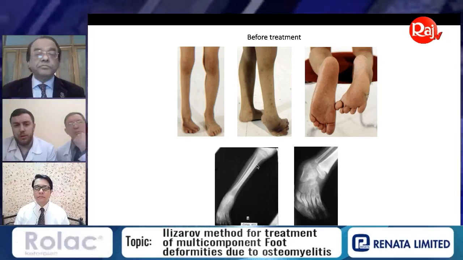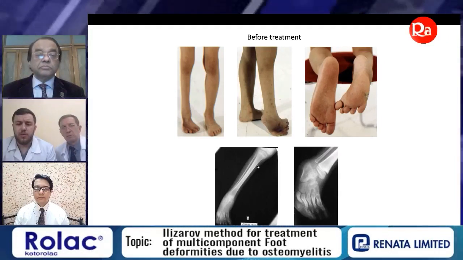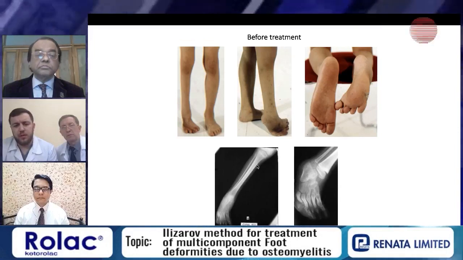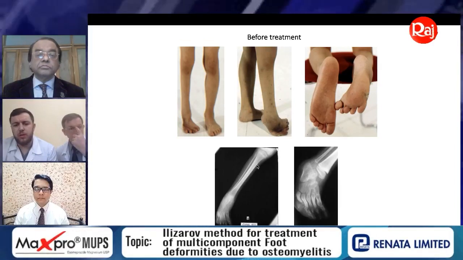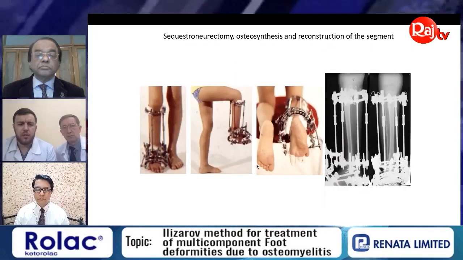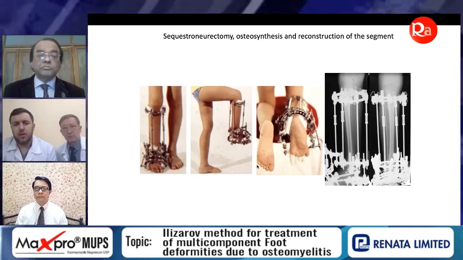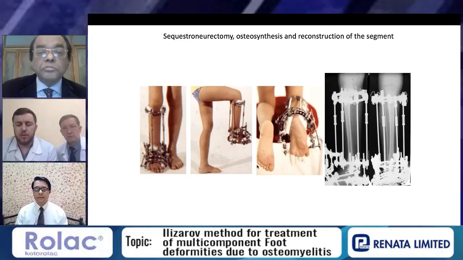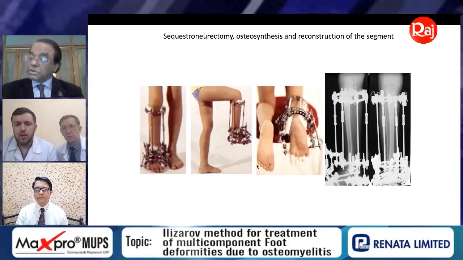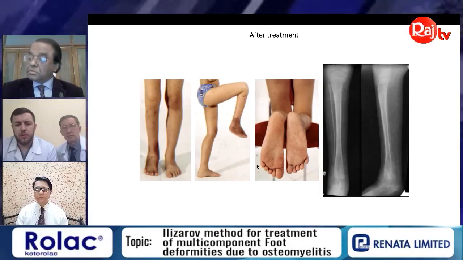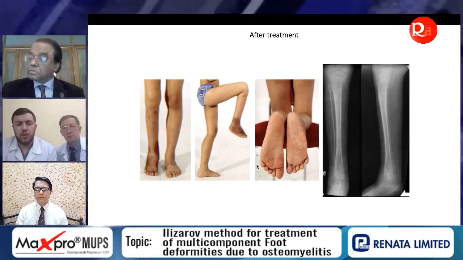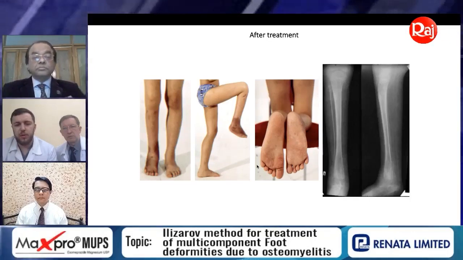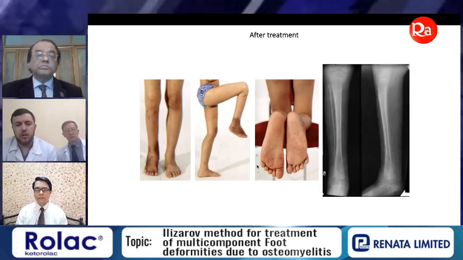And for example, a young patient with club foot, with deformity on the left side, complicated by osteomyelitis of the fifth metatarsal bone. In the first stage, sequester necrectomy, osteosynthesis, and reconstruction for deformity correction of the segment were made. So after treatment, we got good results. Patients don't have a recurrence of the foot deformity or a recurrence of infection, and have a good function of the limb.